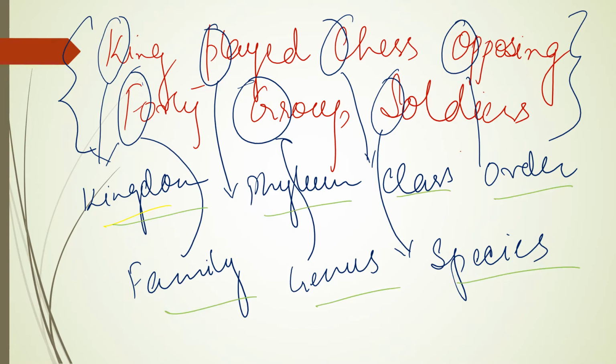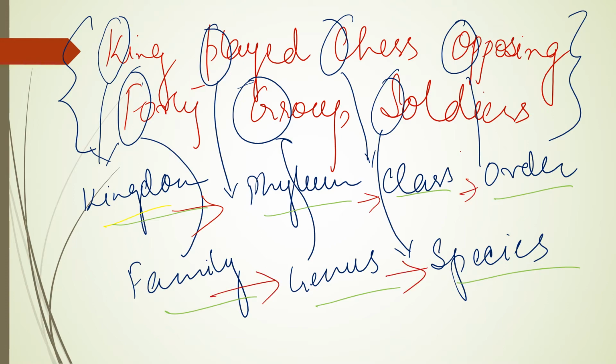Or you can say that king played chess opposing 40 group soldiers. This is just a sentence. This is not that meaningful a sentence also. So I've tried my best. You can make your own sentence as well to learn this hierarchy, but there should not be a mistake in between. So the order should remain the same: kingdom, phylum, class, order, family, genus, species.